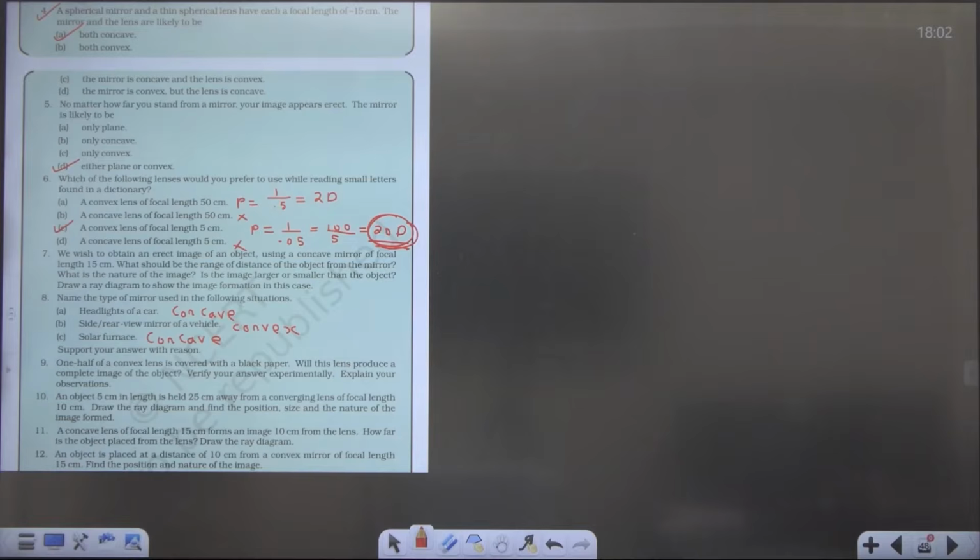Then we wish to obtain the erect image of an object using a concave mirror of focal length 15 centimeter. What should be the range of distance of the object from the mirror? What is the nature of the image? Is the image larger or smaller than the object? Draw a ray diagram to show the image formation in this case.